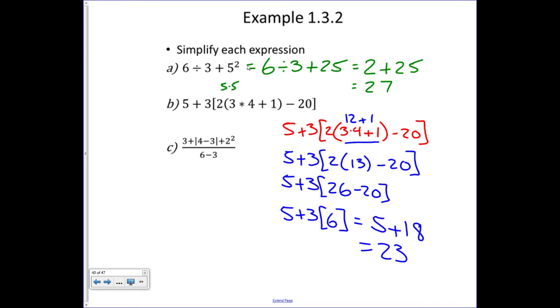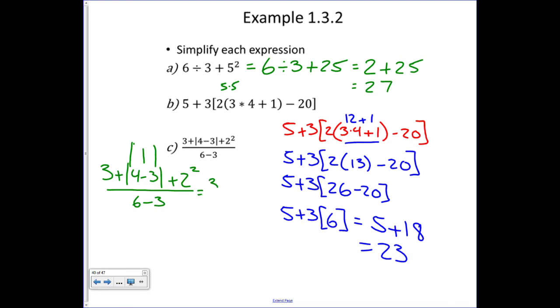And now the final problem, 3 plus the absolute value of 4 minus 3, plus 2 squared, over 6 minus 3. When we're dealing with this problem, the grouping symbols in this case are the numerator and denominator, so we want to deal with those separately. We'll divide at the end. Well, in the numerator, we've got one other set of grouping symbols, which is that absolute value. The 4 minus 3 is just 1. And the absolute value of 1 is just 1.